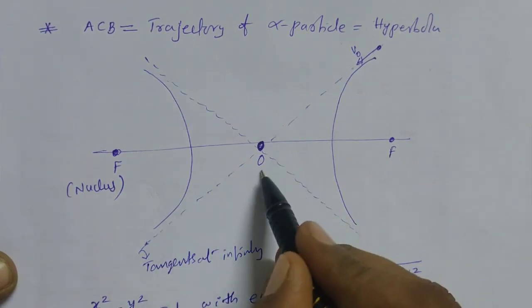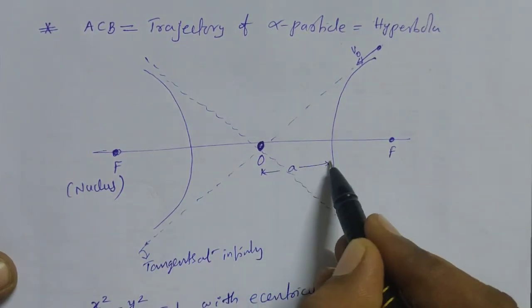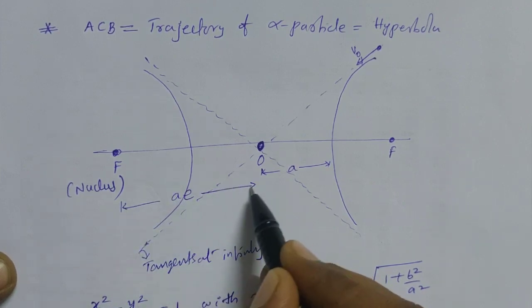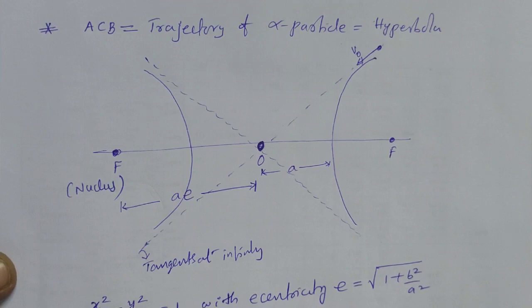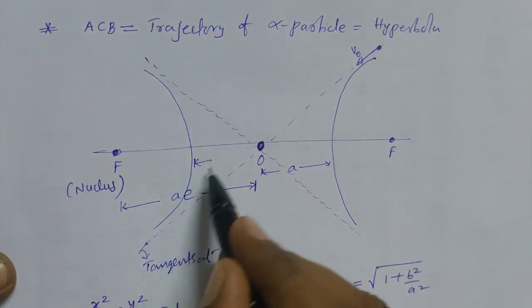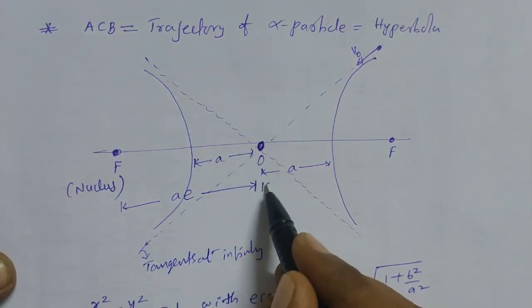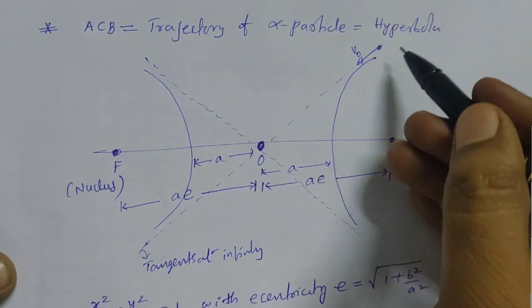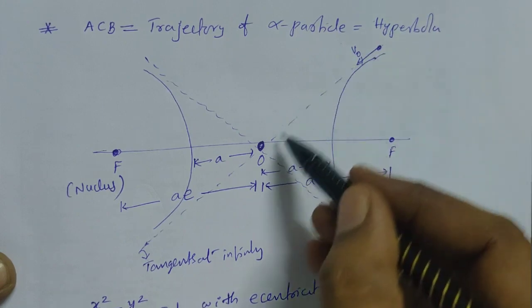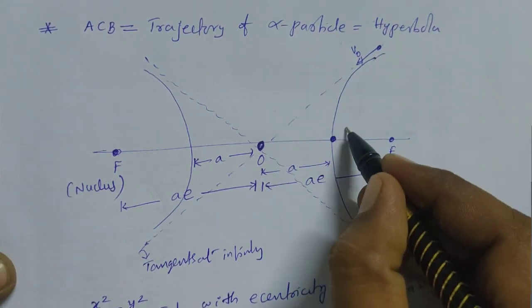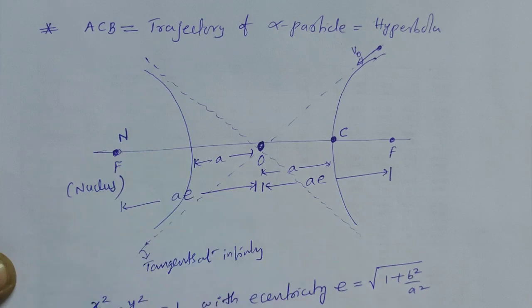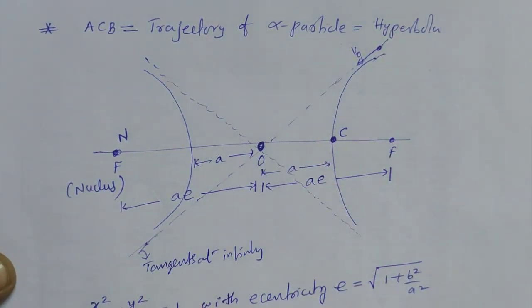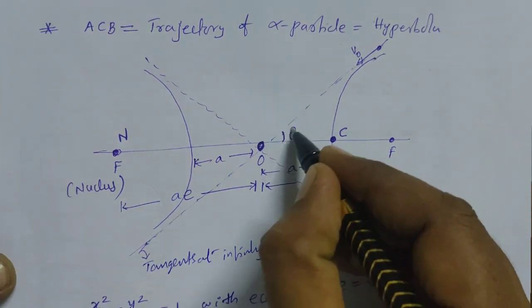Generally this length we consider as A, and this length from here to here we consider as A multiplied by E, AE. Now the alpha particles are coming like this, and their nearest point will be C, and let's say this is the nucleus here. As these are the tangents, I call this angle theta.